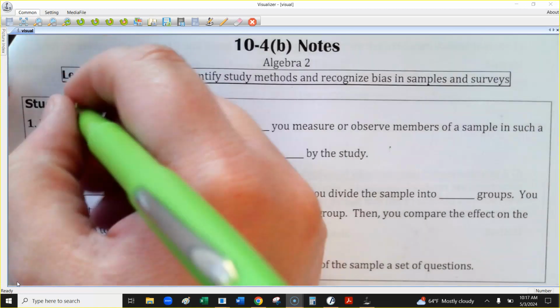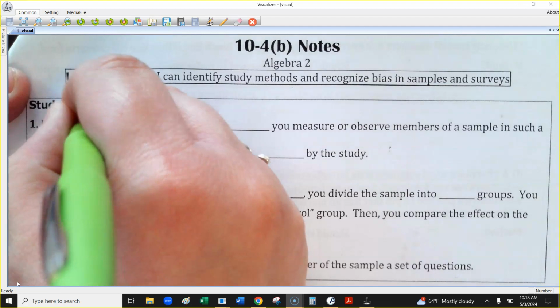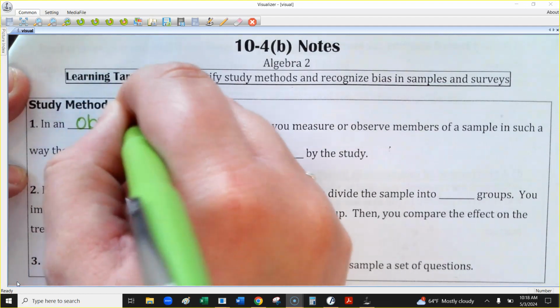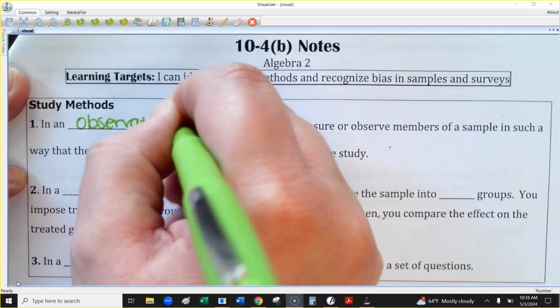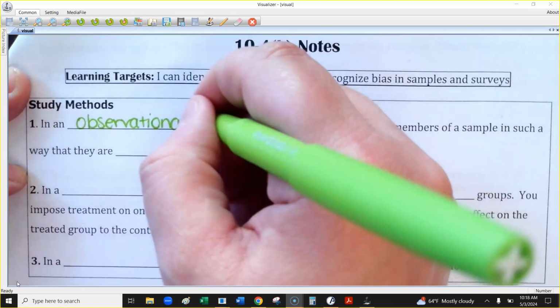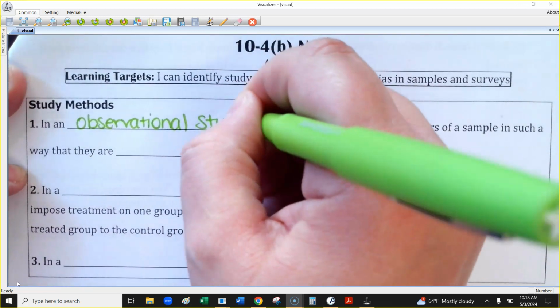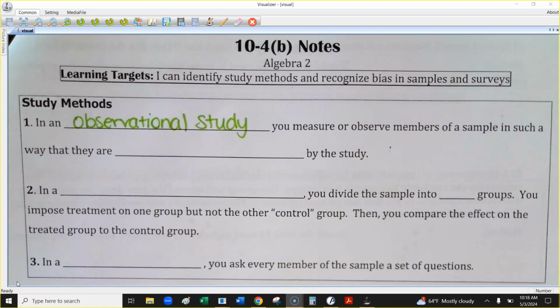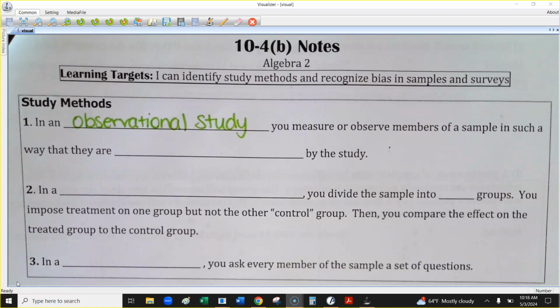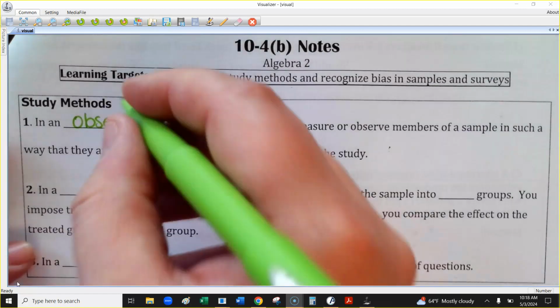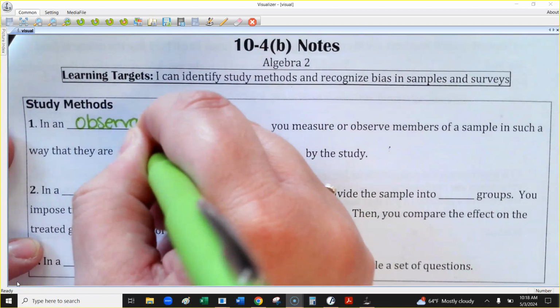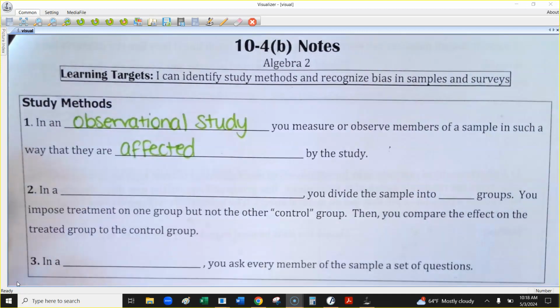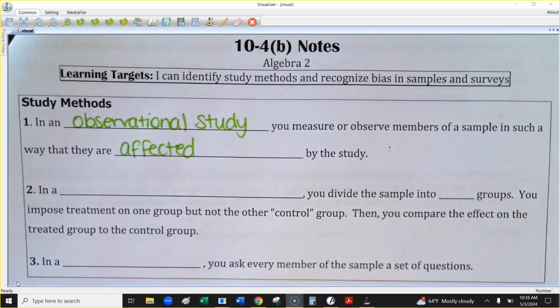The first one is going to say an observational study. What you do is you measure or observe members of the group that you've picked to be your sample. So you picked your sample, and in an observational study, you are just going to observe them in a way that they are not affected. Like you don't tell them what to do, you just observe.